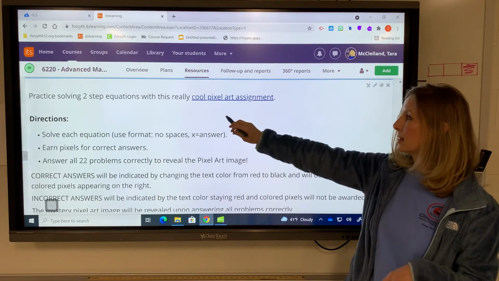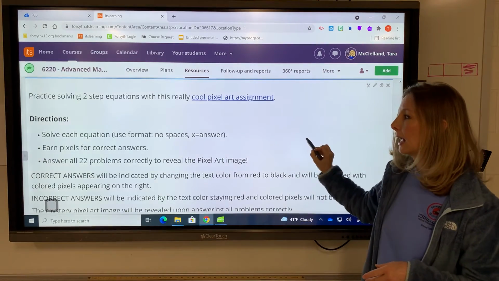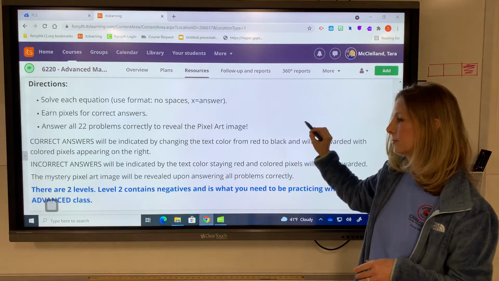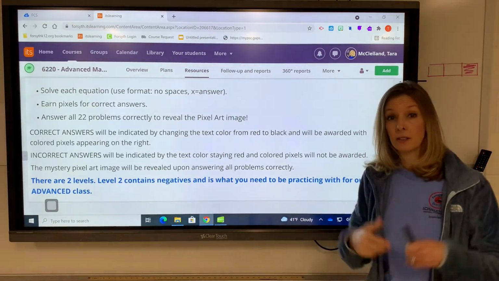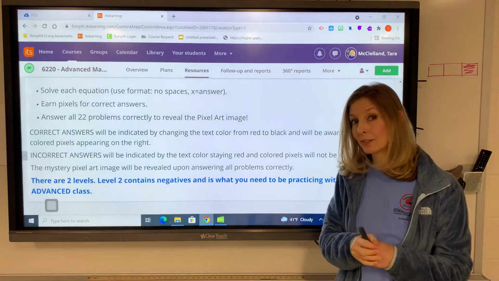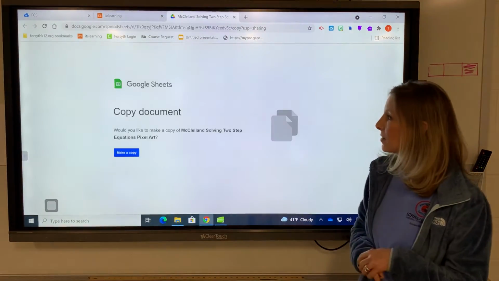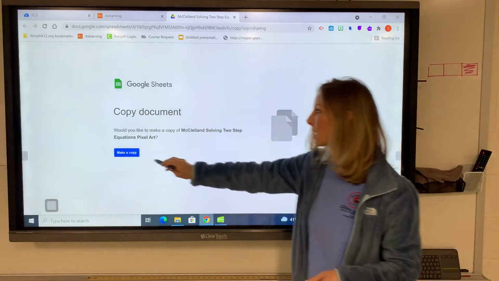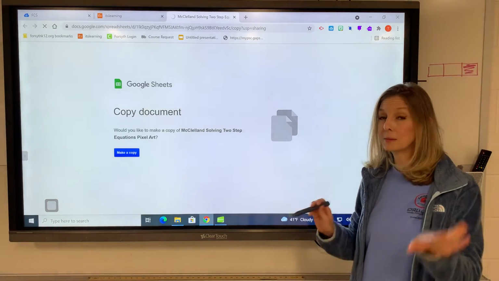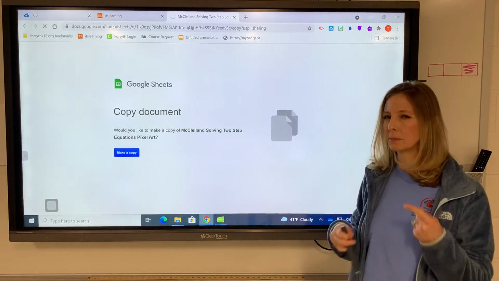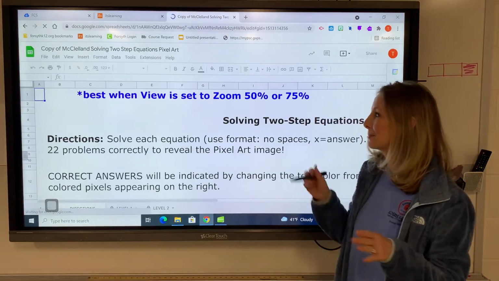and it tells you that you're going to practice solving two-step equations with this pixel art assignment. And you have your directions down here. Notice in blue, I've told you there are 2 different levels. You guys, because you're an advanced class, are going to be doing level 2. It deals with negatives. All right, so I'm going to click on that. You're going to be asked to make a copy. And I will warn you, sometimes making a copy of this assignment does take a little bit longer. So if you're getting the spinning wheel of death, please be patient, it will happen.